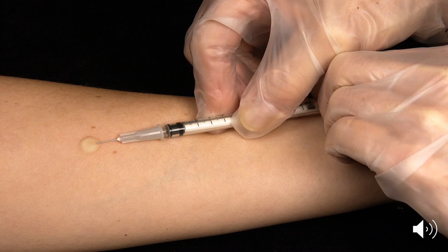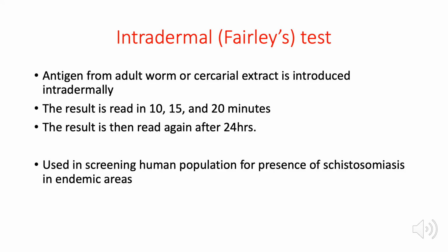We also have a skin test that is designed to diagnose schistosomiasis. Take a look at how the procedure is done. The antigen of Schistosoma, adult or cercaria, is introduced intradermally into the skin of the patient. We refer to the skin test as Fairley's skin test, and its principle is similar to the Mantoux skin test that we utilize to diagnose tuberculosis.